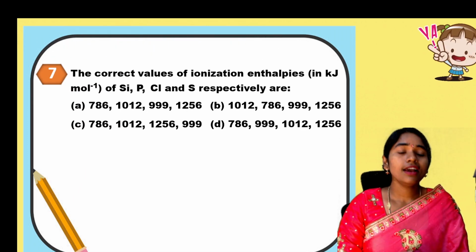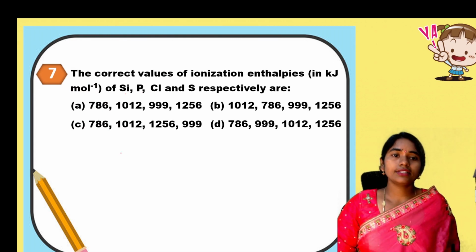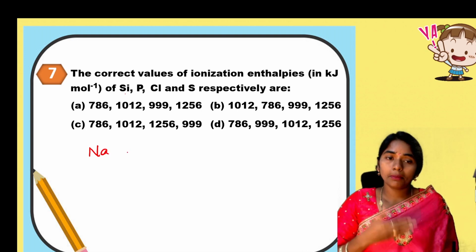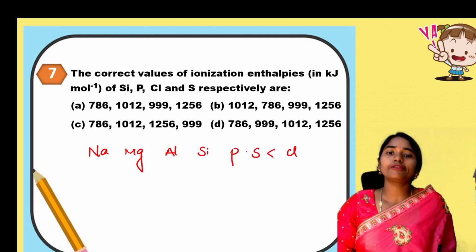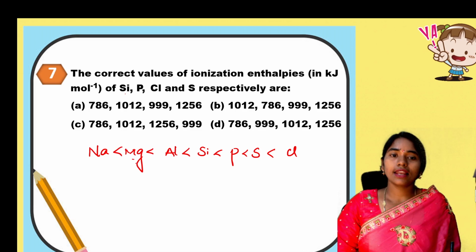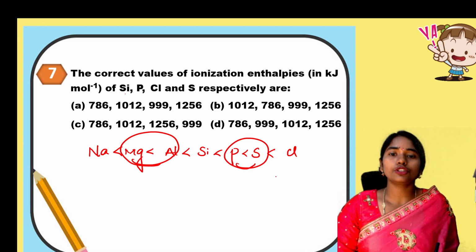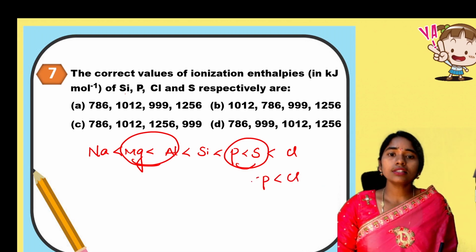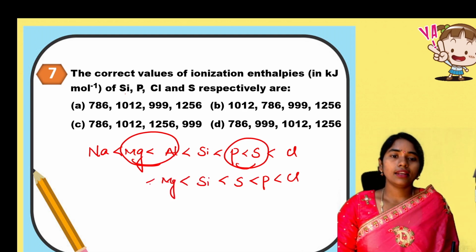See question number 7. The correct values of ionization energies are given for silicon, phosphorus, chlorine and sulfur. So go through the period: sodium, magnesium, aluminium, silicon, phosphorus, sulfur, chlorine. What happens left to right? Ionization energy increases. This is the expected trend, but there are exceptions: magnesium and aluminium, and phosphorus and sulfur, as I told you. So chlorine, then phosphorus, then sulfur, then silicon, then magnesium, then aluminium, then sodium. This is the trend.